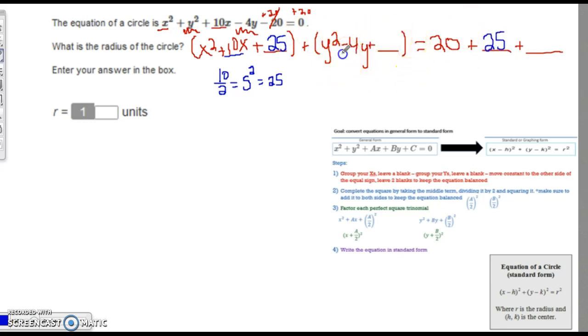And then I'm going to do the same thing for my y's. I'm going to take my middle term, which is negative 4. I'm going to divide it by 2, which is negative 2. And then I'm going to square that, and it'll become positive 4. So I'm going to add 4 to this side, and I'm going to add 4 to that side.